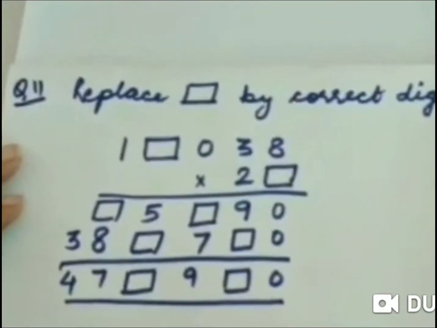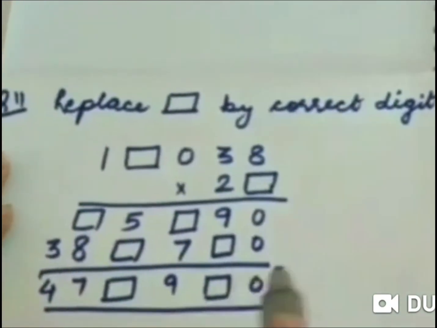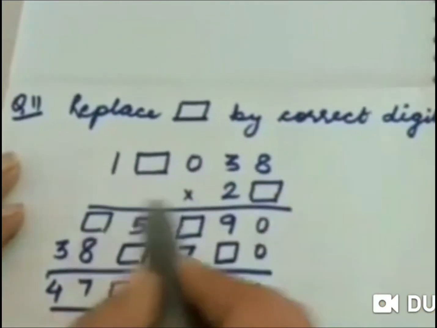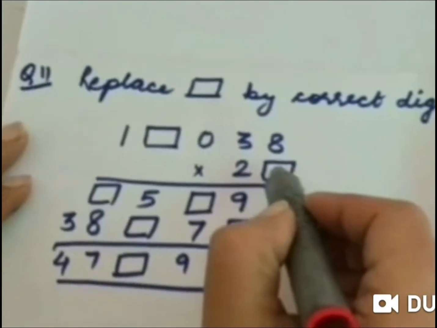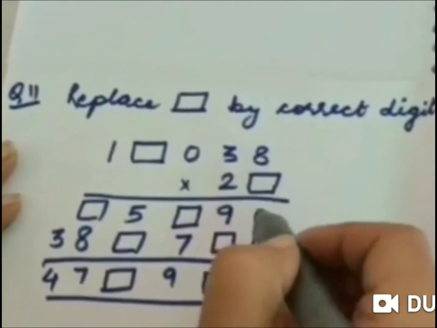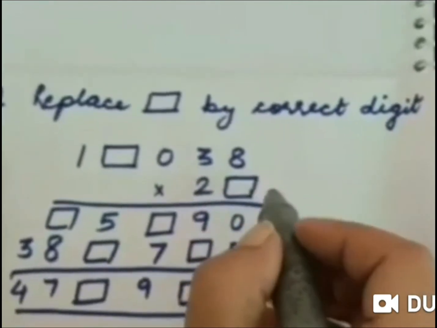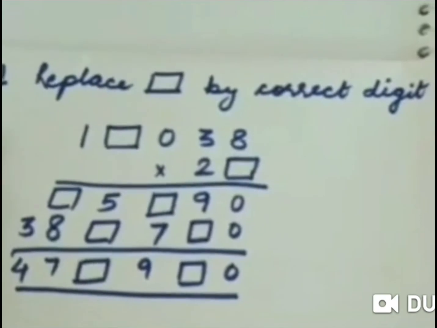Now children, let's move on to the next question. You have to replace the blank box by the correct digit. Now here we have got 2 blank spaces and the rest of the blank spaces in the product. Now let us find out which number can be written over here. Now this is a single digit number, when multiplied by 8 is giving 0. So it can either be 0 or 5. These are the two single digit numbers which when multiplied by 8 will give 0.